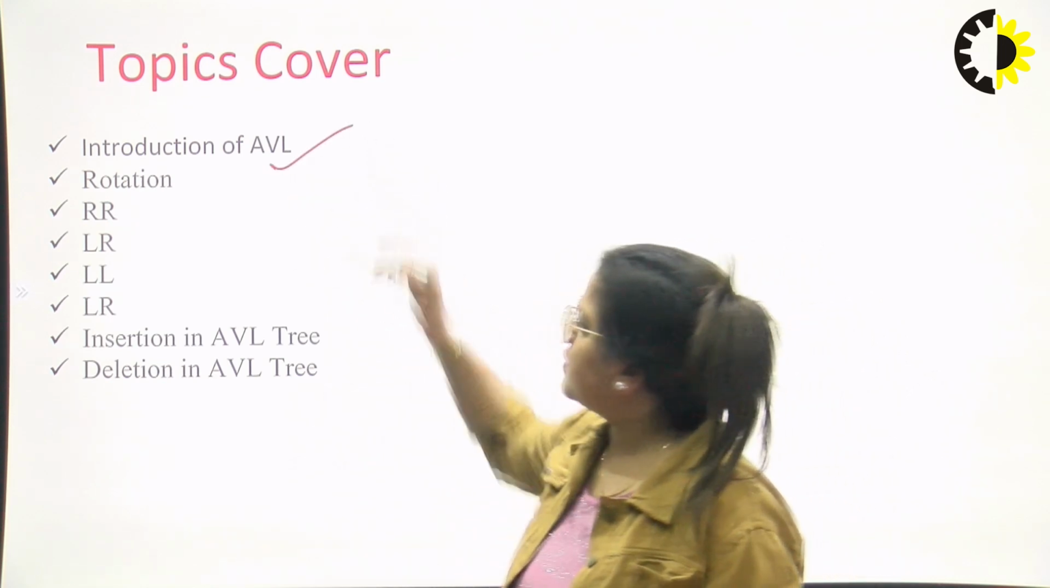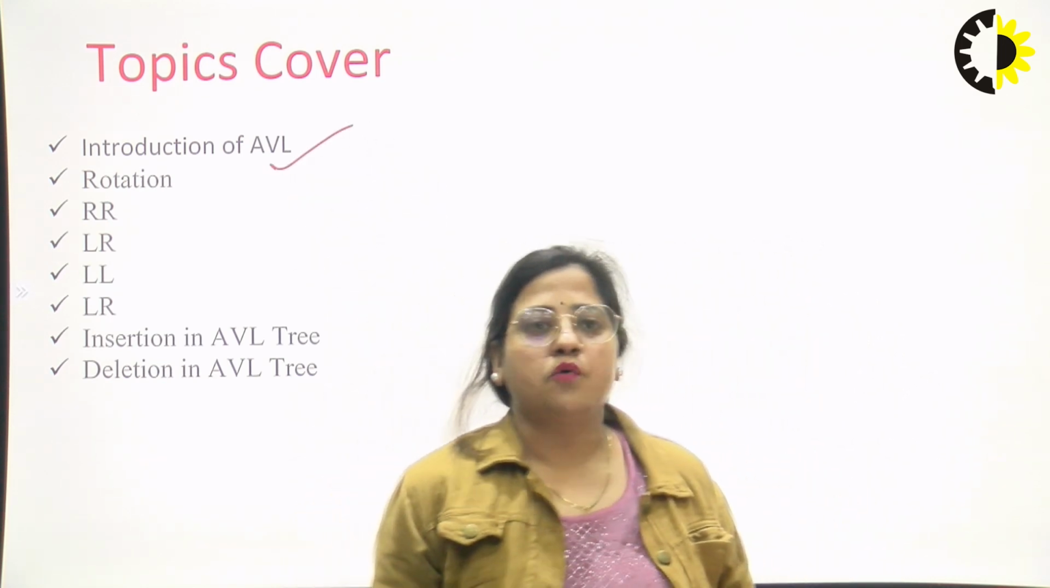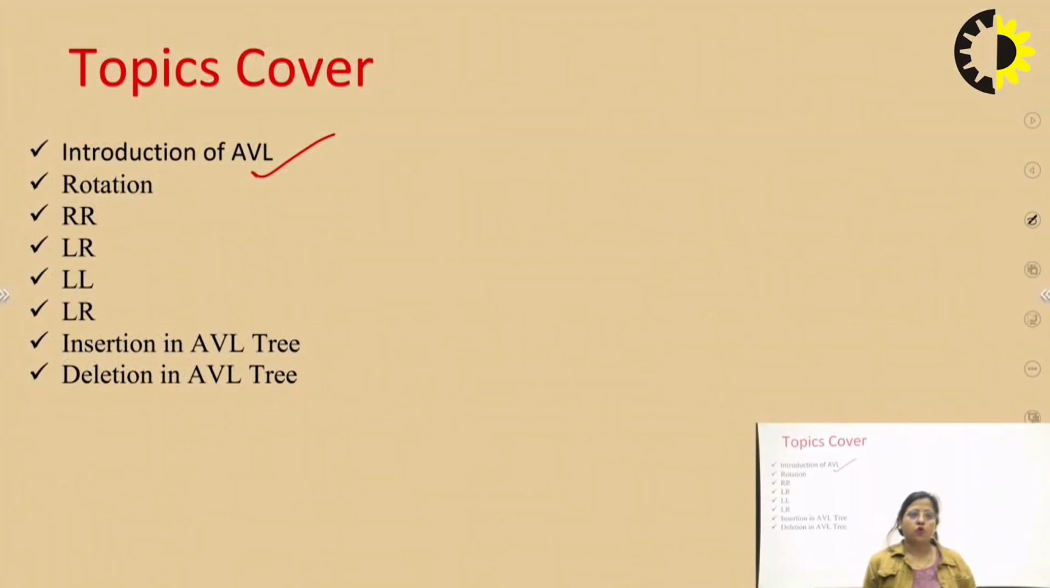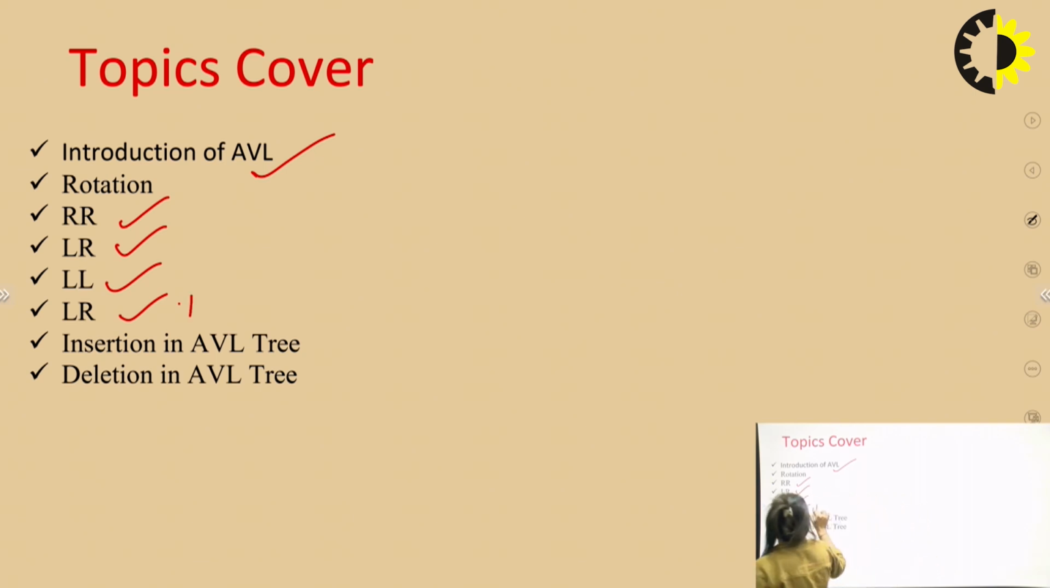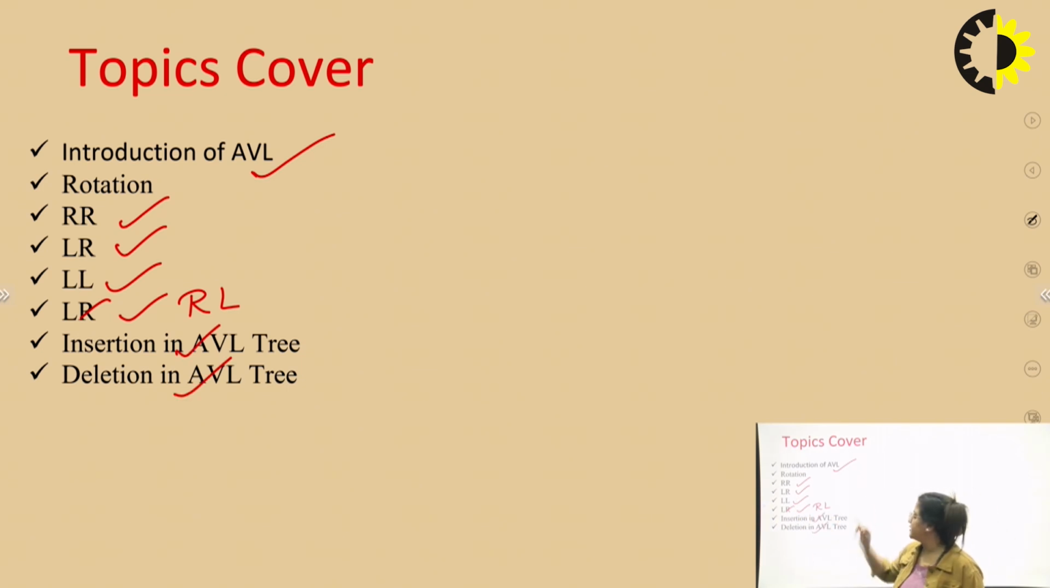First is the AVL tree introduction. Second, types of rotation. There are 4 types of rotation. First is RR, right rotation. LL, left rotation. LR, left right rotation. And RL, right left rotation. The next point is insertion in AVL tree, and last is deletion in AVL tree. These points will be covered in this lecture.